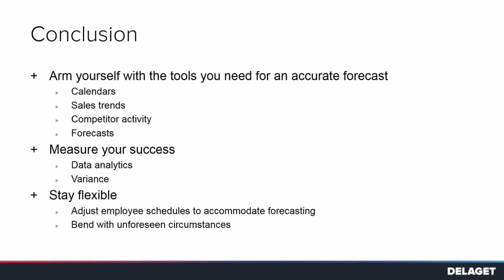So that brings us to an end, and before we get into the opportunity to answer questions, the conclusion here is to arm yourself with the tools you need for an accurate forecast. Those are the four things we talked about at the beginning: the calendars, sales trends, competitor activity, and forecasts. Measure your success with daily data analytics and variances, and again, looking at the daily numbers and drilling into the day parts is extremely effective.